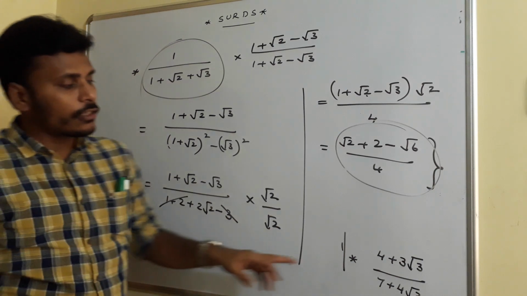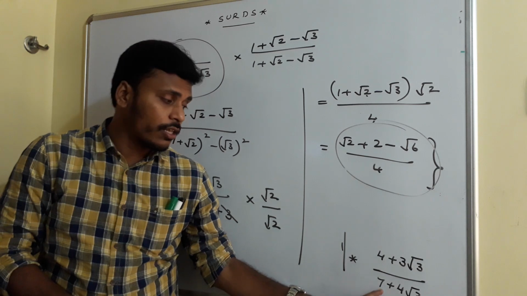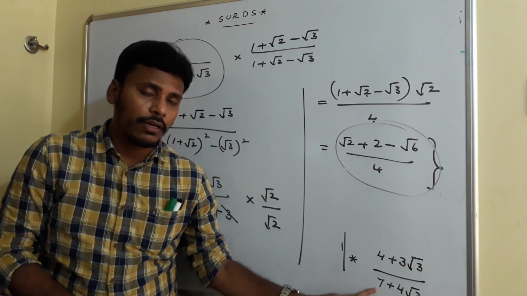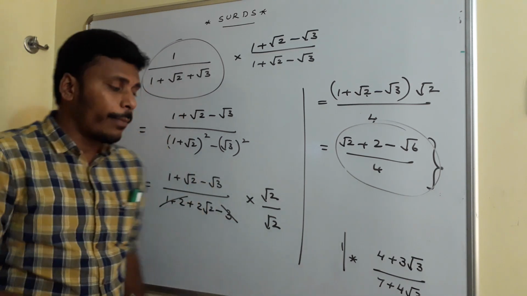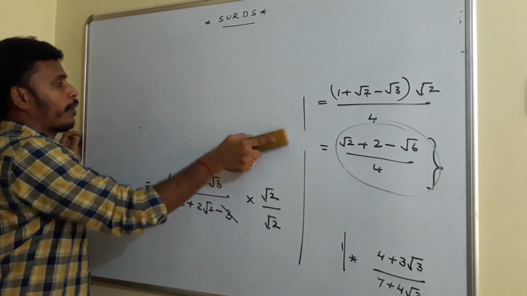The next problem here is 4 plus 3 root 3 by 7 plus 4 root 3. To make this 4 plus 3 root 3 by 7 plus 4 root 3 a rational number, again you need to multiply by changing the sign for the denominator. How does it become?